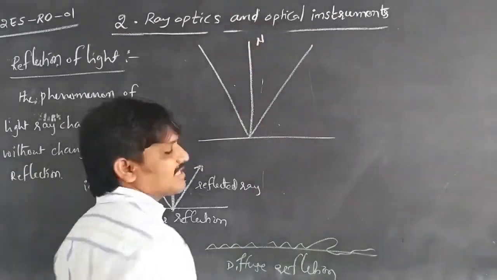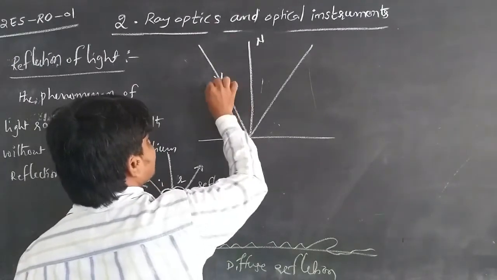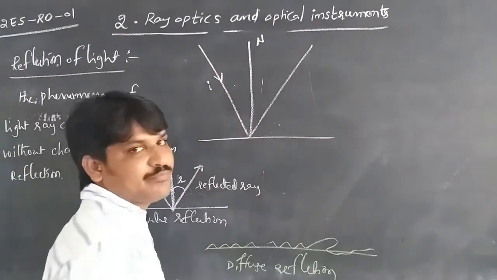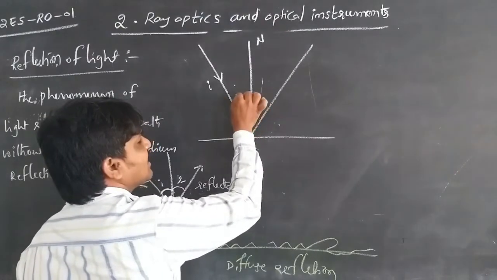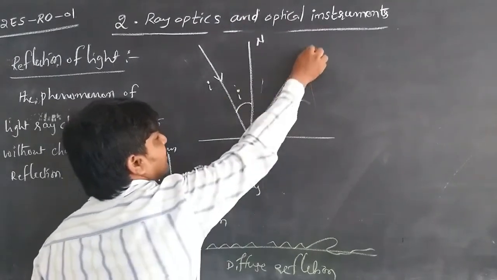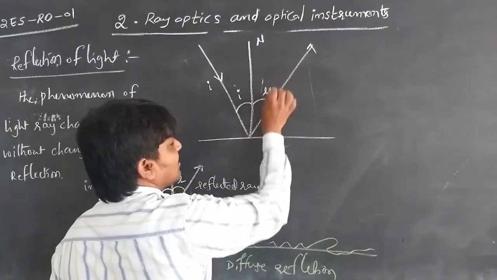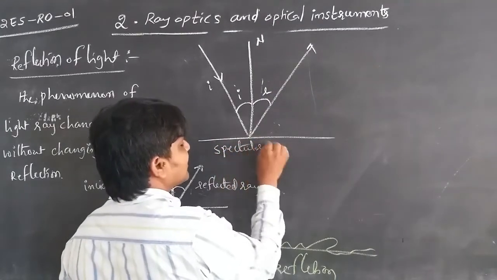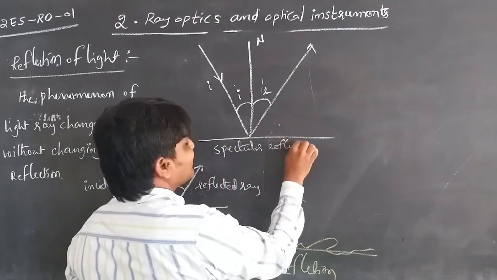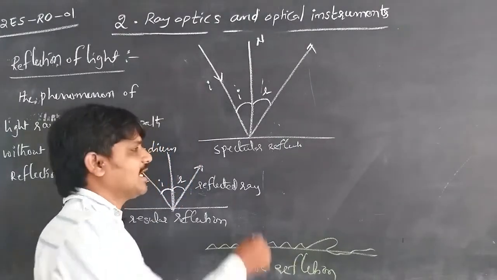When the light ray is incident on the smooth surface, this is the normal, denoted with N, and this is the direction of the path of the incident ray. The angle made with the normal is the incident angle I. The angle the normal makes with the reflected ray is r. This is called specular reflection, where the angle of incidence is equal to the angle of reflection.